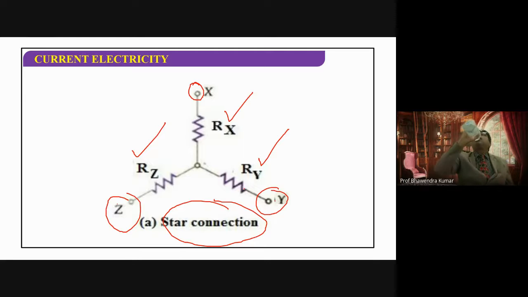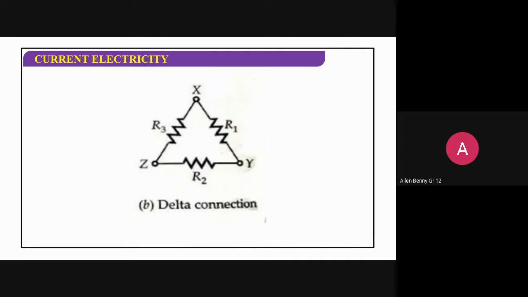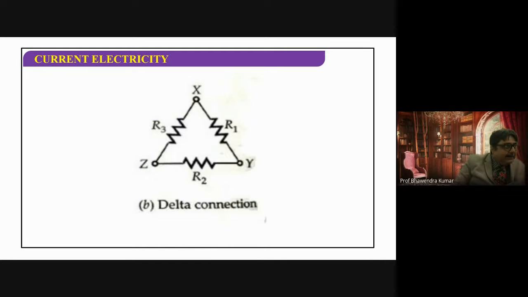Okay? Have you made this diagram? Yes. Then we have the delta connection. This is like a triangle, right? We said delta X, delta Y. That is like delta, correct?